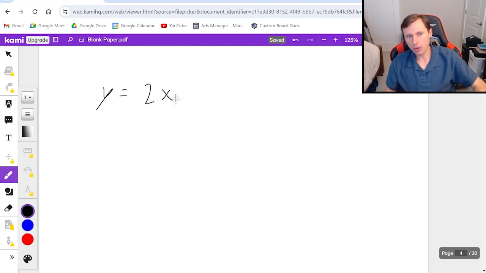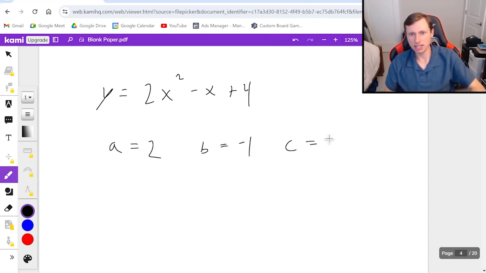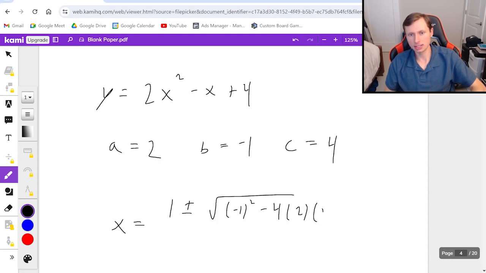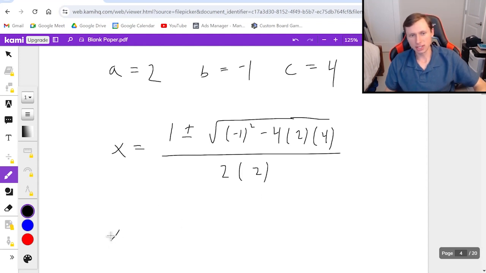And now just one more. y equals 2x squared minus x plus 4. Once again, we're not going to be able to factor this. You can try. It will not work. So I'm just going to go straight into the quadratic formula, where a equals 2, b equals negative 1, and c equals 4. So now x equals negative b, or positive 1, plus or minus the square root of b squared minus 4ac, all over 2a.